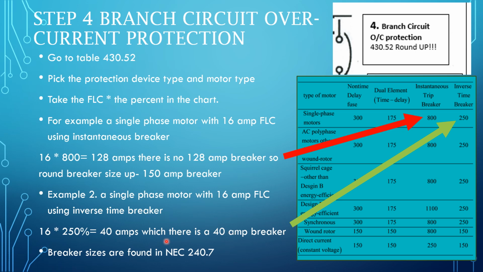When we're looking to find breaker sizes, a lot of times when we do these multiplications, they don't come out even. You come out with 128 amps. There's not a 128 amp breaker. There is a table in the NEC, table 240.7, which lists the standard size fuses and breakers that are required to be made in the different sizes.